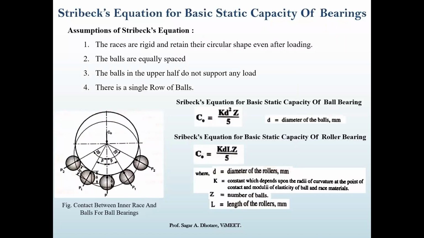Okay, so here the basic assumptions made for Stribeck's equation are provided. The first one: the races are rigid and retain their circular shape even after loading. So whenever the maximum load is applied, due to that load also, the circular shape of the ball, or you can say roller, should not change.